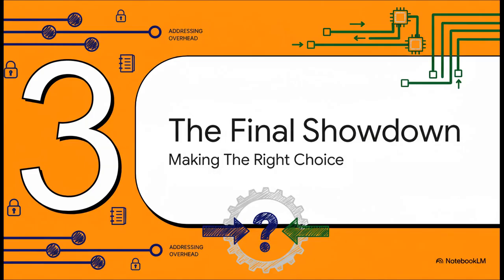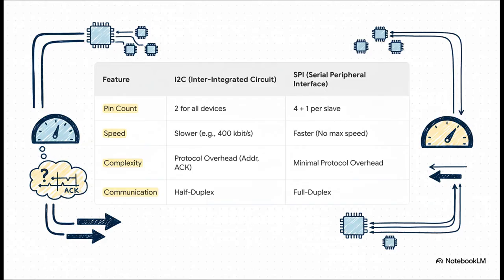Okay, so we've got 2 clear contenders. We have the pin-efficient I2C with its addressing overhead versus the lightning-fast multi-wire SPI with its direct hardware selection. So let's put them head-to-head and figure out which one is the right tool for your job. This table really just boils everything down to the essential trade-offs, doesn't it? With I2C, you save a ton of pins, which is awesome, but you pay for it with slower speeds and more protocol complexity. With SPI, you get that incredible speed, and you can talk and listen at the same time, but it's going to cost you more pins and make your circuit board layout a bit trickier.